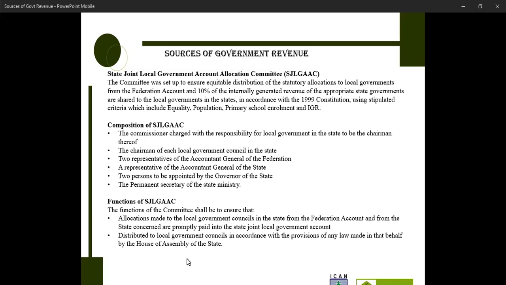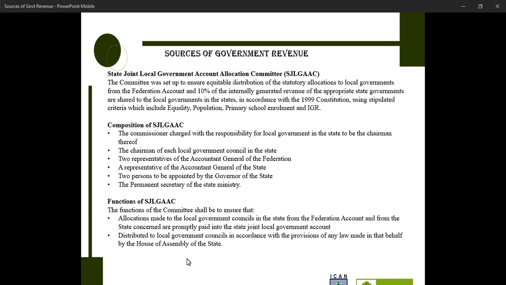What are the functions of the SJLGAAC, State Joint Local Government Account Allocation Committee? Allocations made to the local government councils in the state from the federation accounts and from the state concerned are promptly paid into the state joint local government accounts, to ensure compliance with prompt remittance of allocation received from the federation account and also from the state account, to be distributed to all the local governments that are in the state.